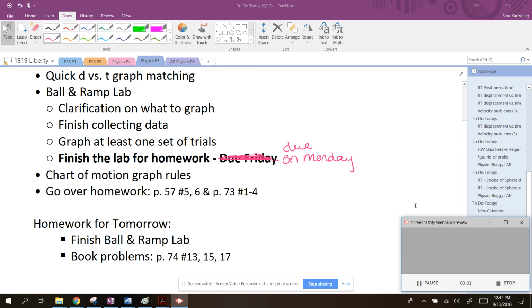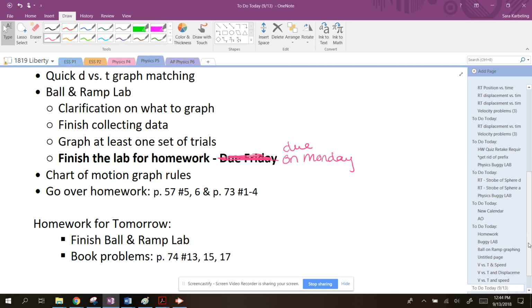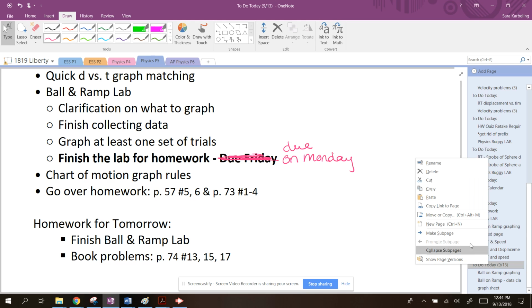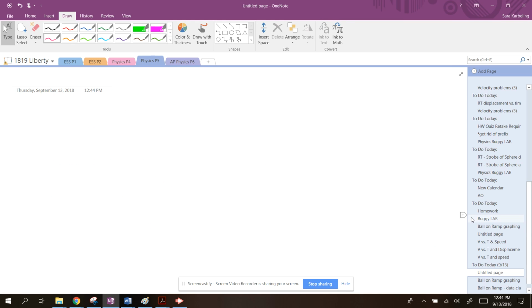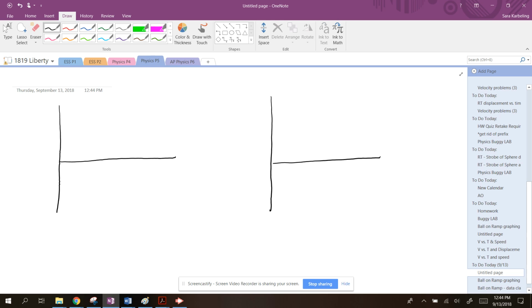All right. So this is what I'd like for you to do, ladies and gentlemen. On your paper, on your notes somewhere, I would like for you to draw two graphs. I think we started this conversation a couple days ago and then got cut off probably by the bell, because that usually happens. Okay. We're going to do a little graph matching.